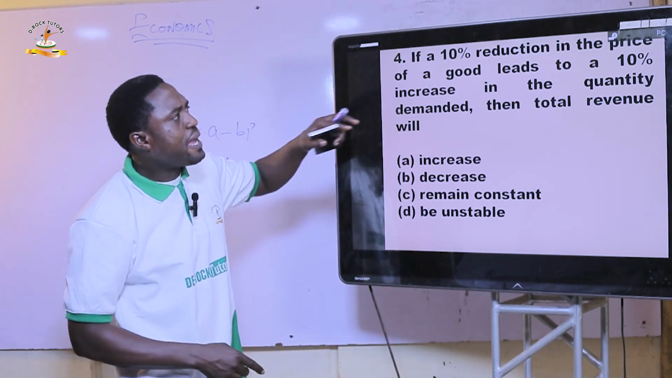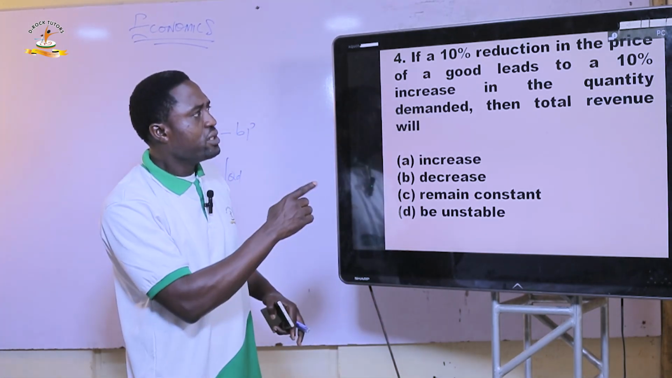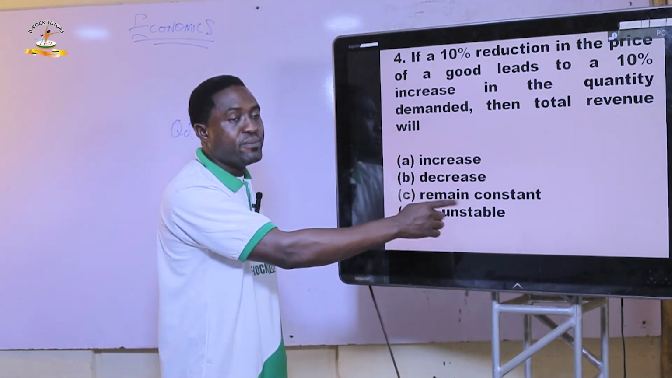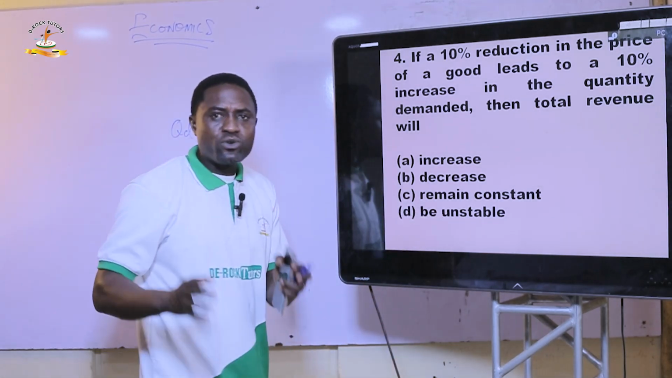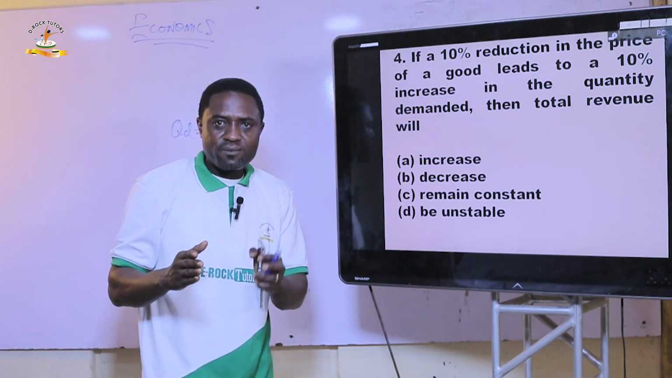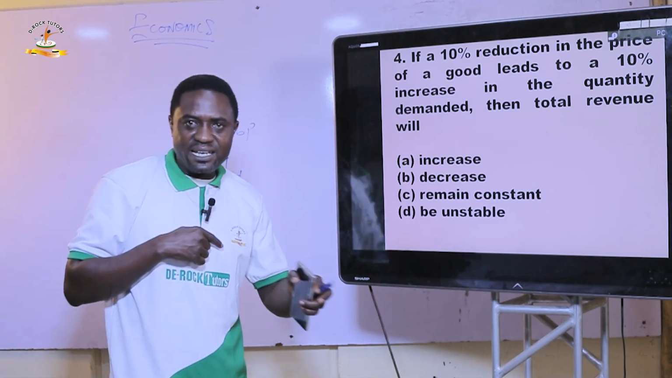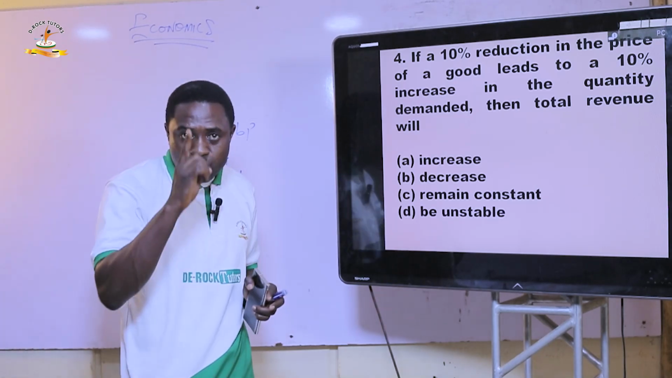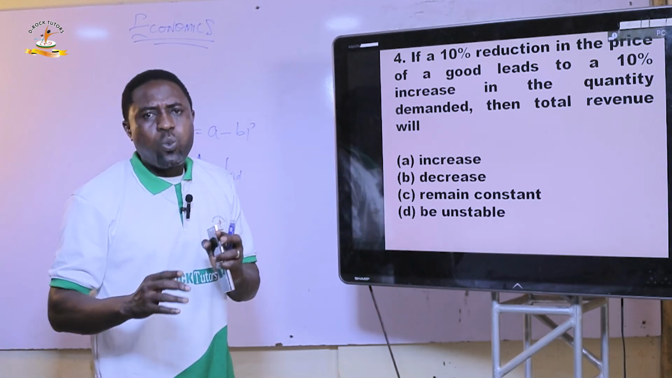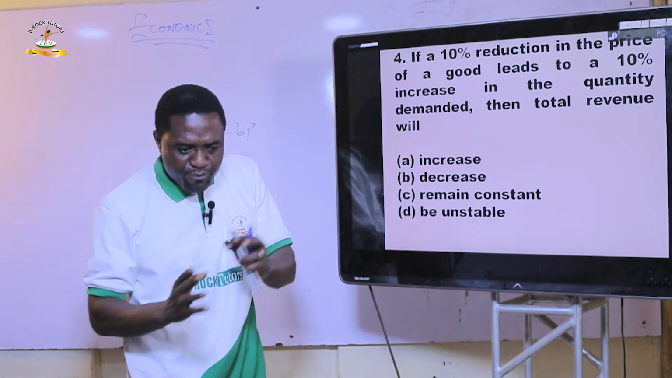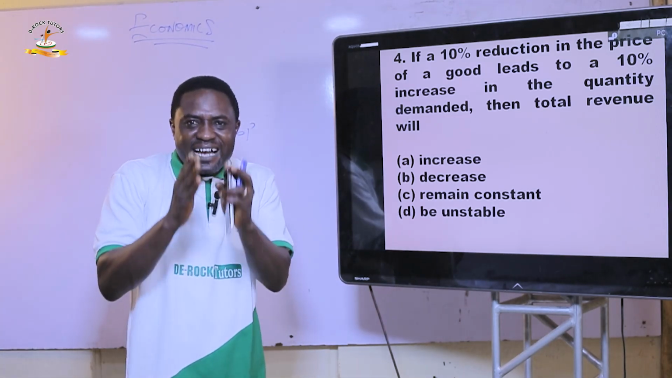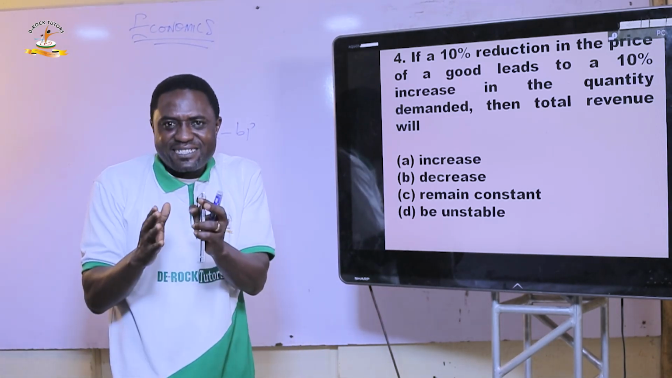You understand? A 10% reduction in the price of a good leads to a 10% increase in the quantity demanded. The total revenue will be what? It will remain constant. When you calculate your elasticity of demand, if it is less than 1, it is inelastic. If it is greater than 1, it is elastic. If it is 1, it is unitary. So when a rate of change of price has the same effect on the quantity demanded, it is unitary. You understand?